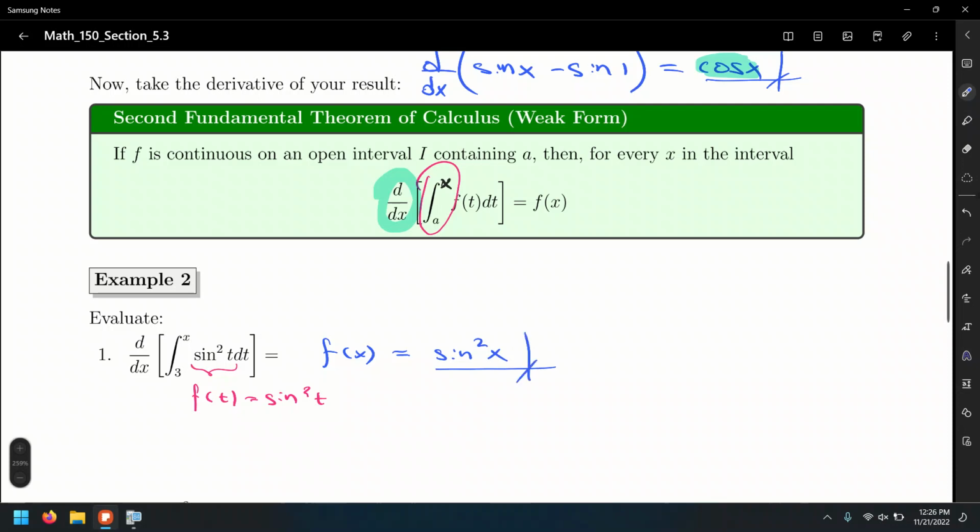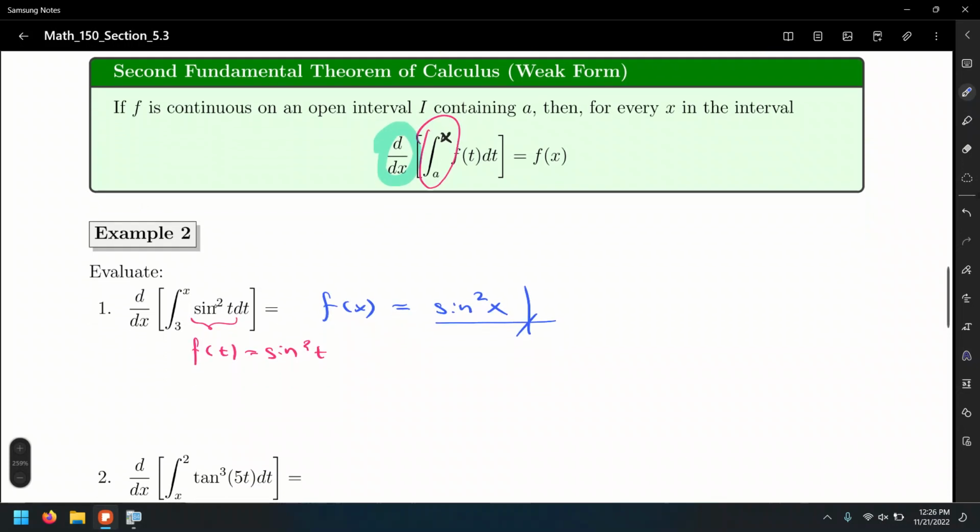And by the way, this is the weak form because the limits of integration go from just a to x. There is a strong form that we will discuss later, and that involves a limit that in this case is something other than x. You'll see how that works.